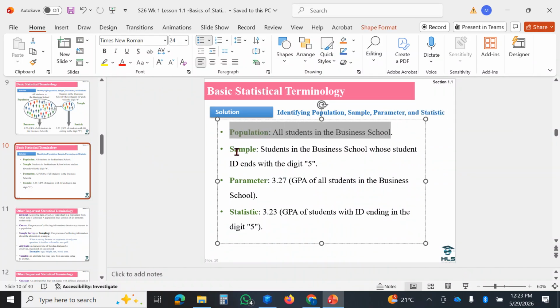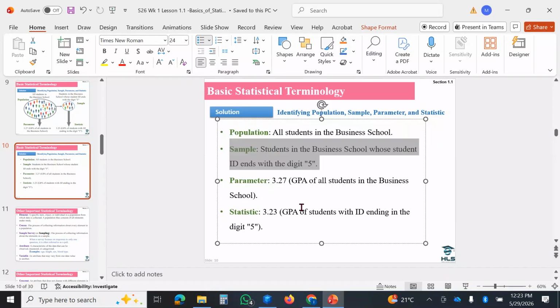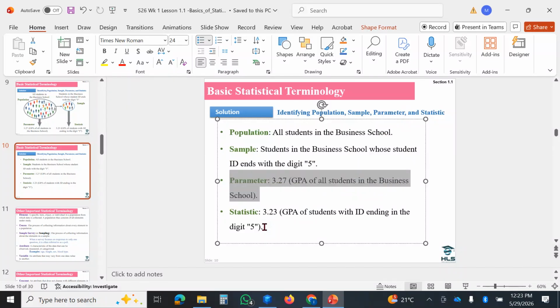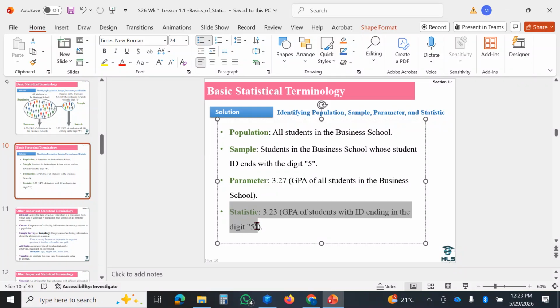Population: all students in the business school. Sample: students with ID numbers ending with 5. Parameter: that was the GPA of all the students in business. Statistic: that was these guys here. Just a little summary.